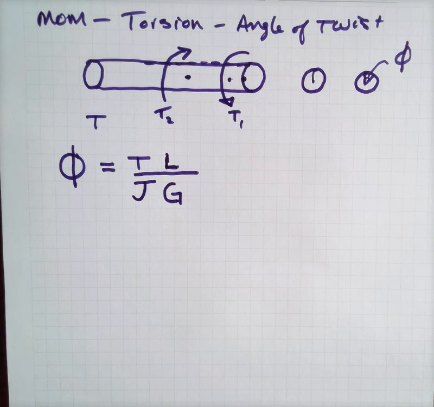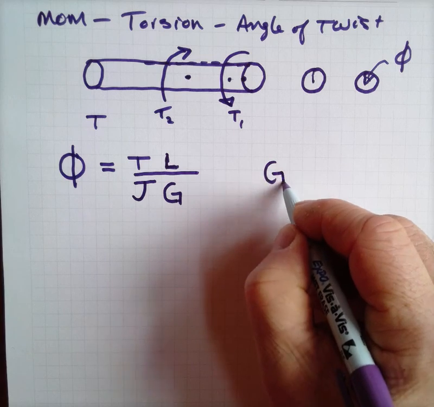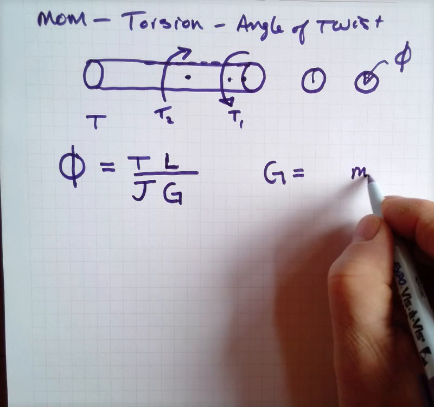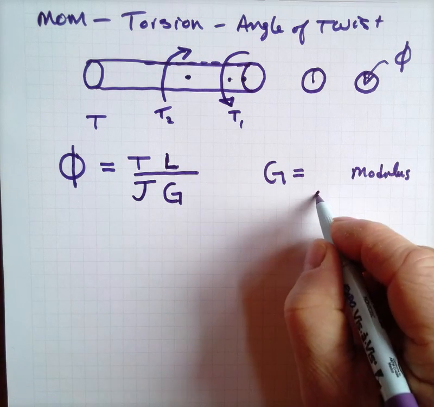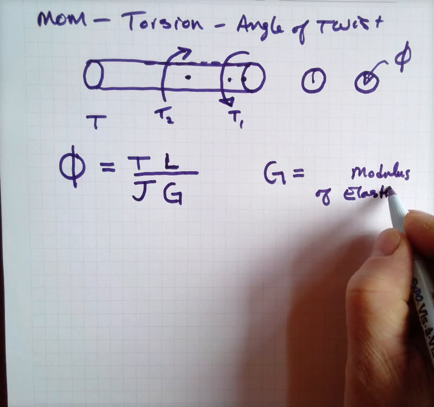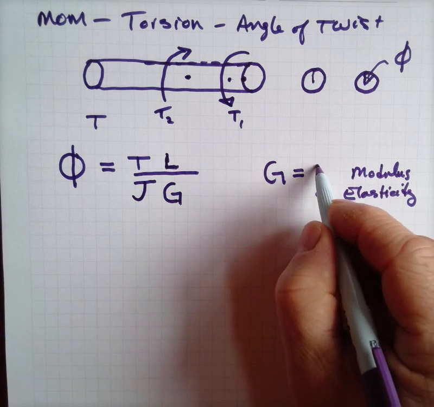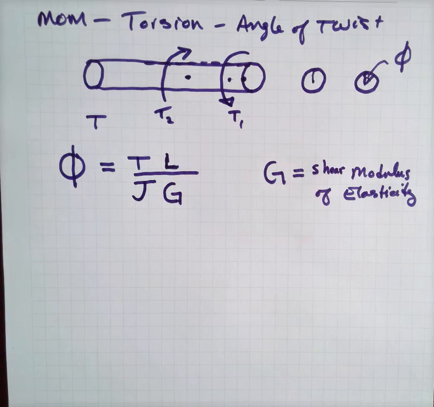Now this might be new to us, but its concept isn't. G is the modulus of elasticity. Notice I left a blank there. Oh, wait a minute, you'd say, no, the modulus of elasticity is E. Not when we are in shear. E was the modulus of elasticity for axial loading. G is the modulus of elasticity for shear loading. Axial is perpendicular to the cross section. Shear is parallel to the cross section.